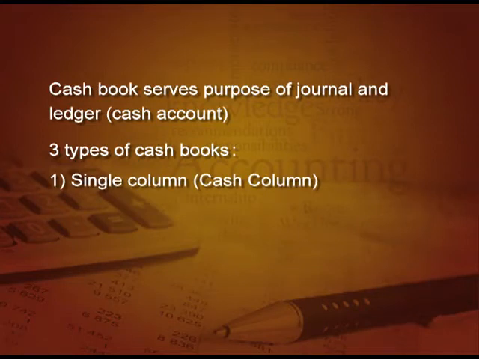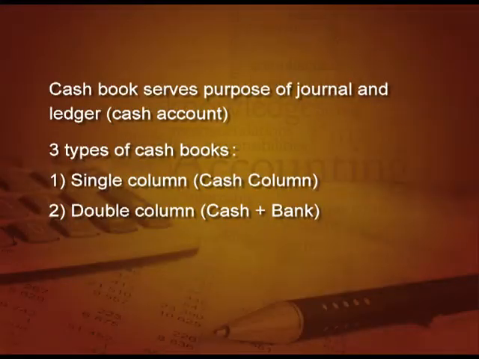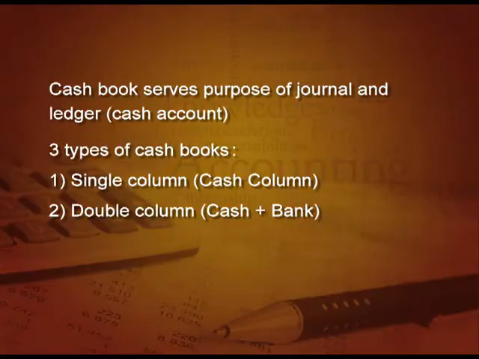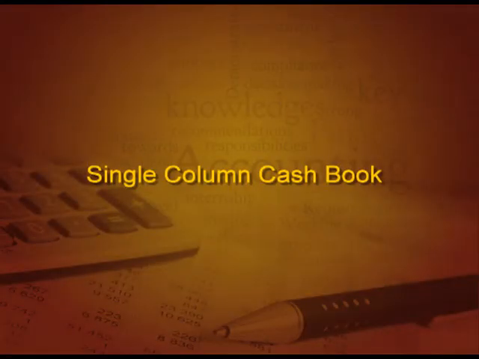There are three types of cash book. First, single column cash book, in which there is only one column, that is cash column. Next, double column cash book, in which we have two columns, cash as well as bank. And the third type of book is petty cash book, in which we record all the petty expenses, small expenses. Now, let us discuss the single column cash book in detail.